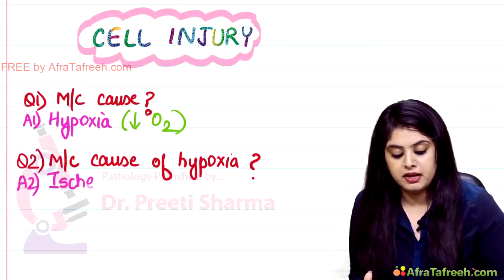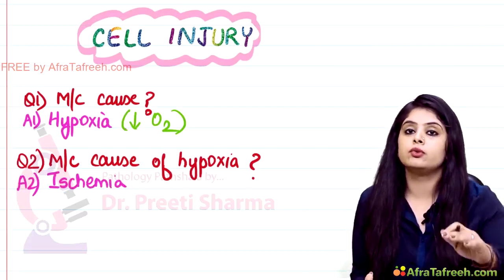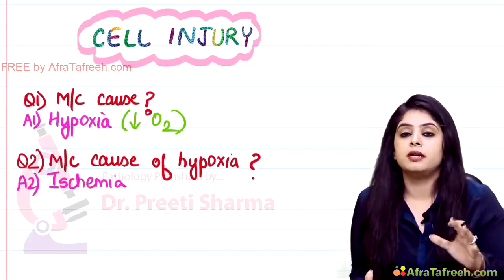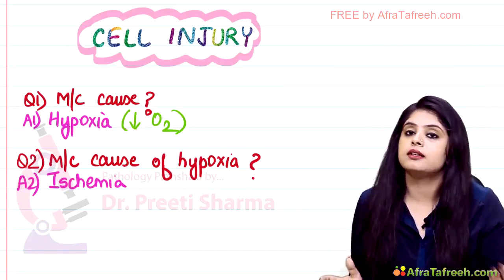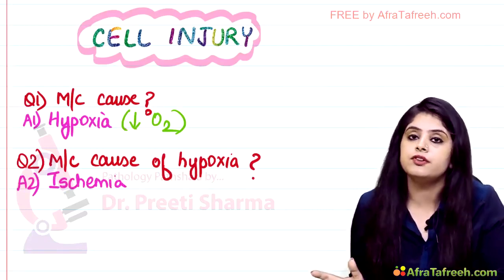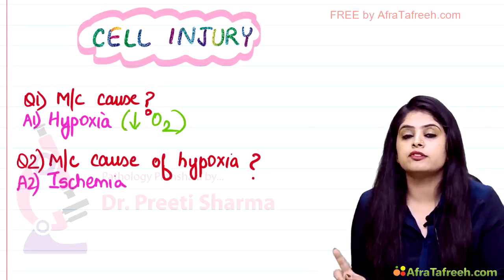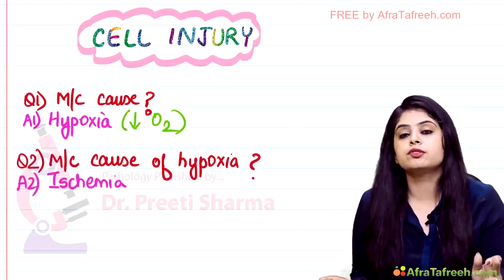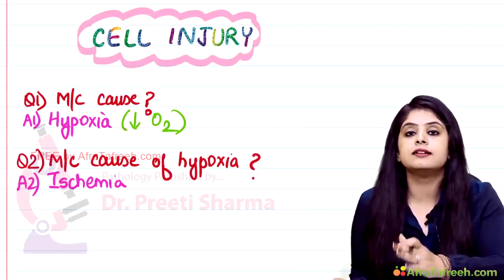That is when the blood supply to an organ is going to go down. When the blood supply goes down, automatically the oxygen supply to that organ will reduce. So the most common cause of cell injury is hypoxia, and the most common cause of hypoxia in turn is ischemia.